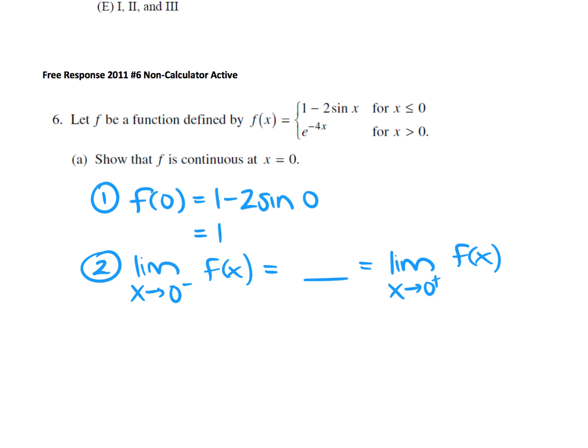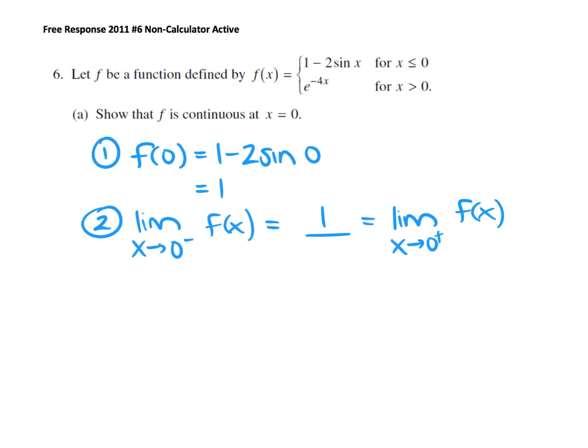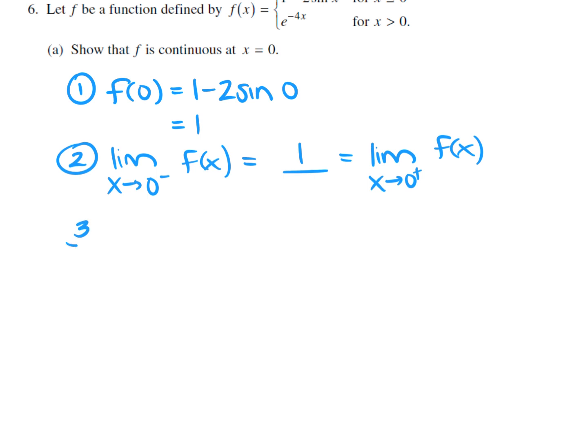Okay, so all that's left is for me to plug it into the one from the right. And from the right is we plug it into the bottom one, right? So if I plug in 0 to e to the negative 4x, what am I going to get back out? 1. Why? Anything to the 0 power is 1. All right, so have we shown that the left and the right are both 1? Yep, that's enough to say we have a limit. All right, and then what's our third condition?